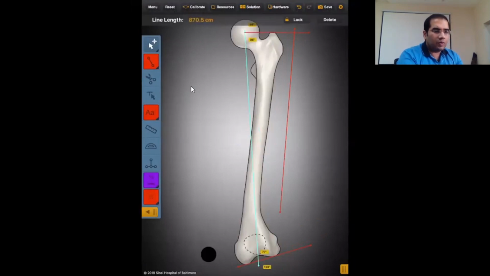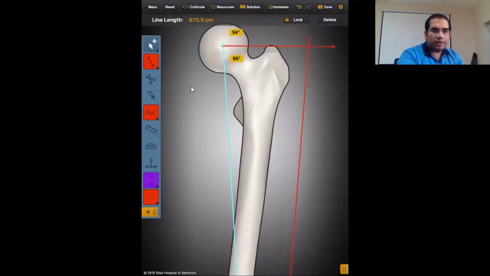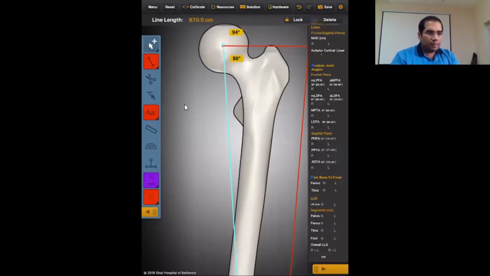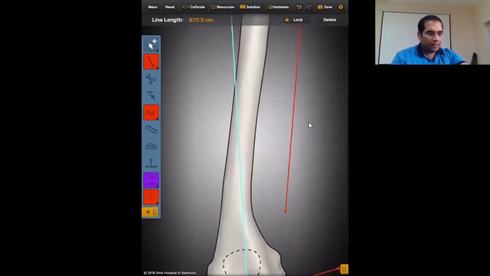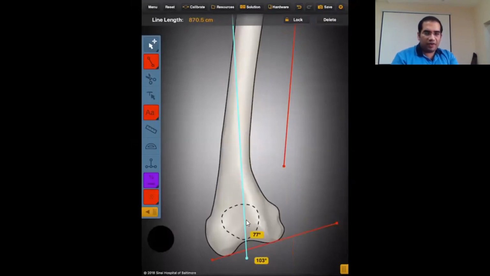Okay, now here you can see, let me zoom it up. In the proximal part, the lateral proximal femoral angle is 86 degrees, which is in the lower range of normal, while the normal range is 85 to 95 degrees. And in the distal part, the lateral distal femoral angle is 77 degrees, and we all know that the normal angle is 88 degrees.